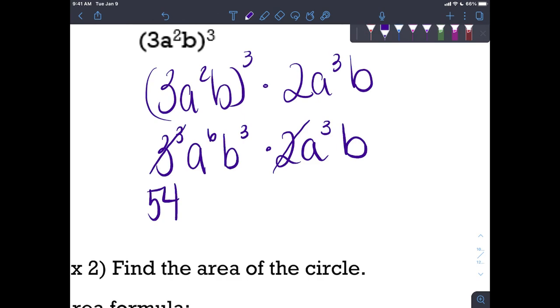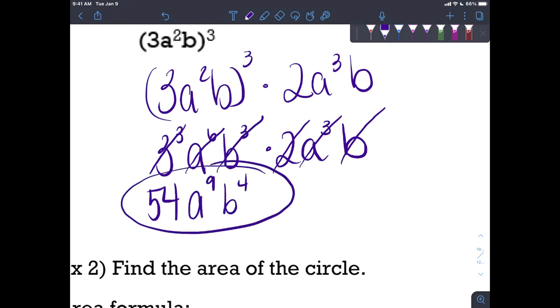So let's go ahead and multiply my A's. I'm going to add these exponents together. And my B's. There's my final answer.